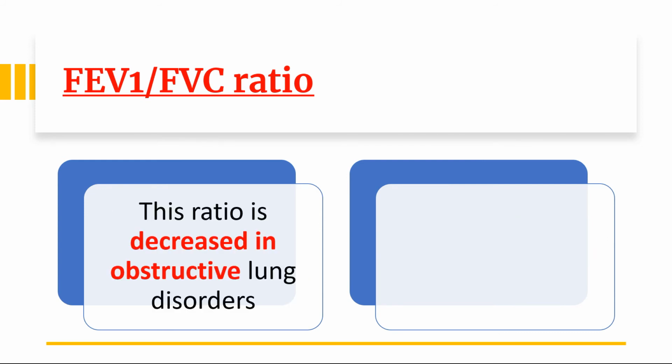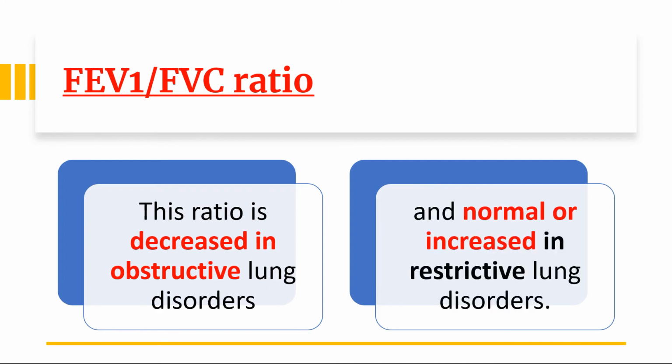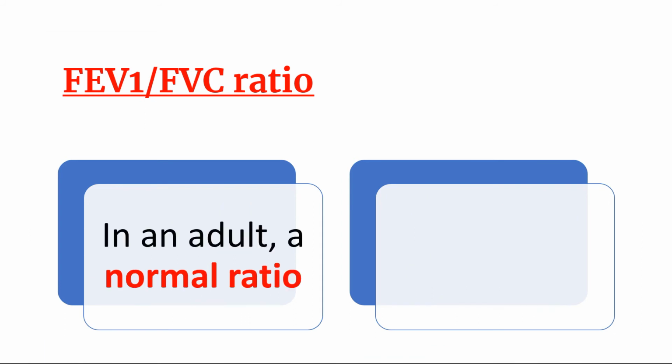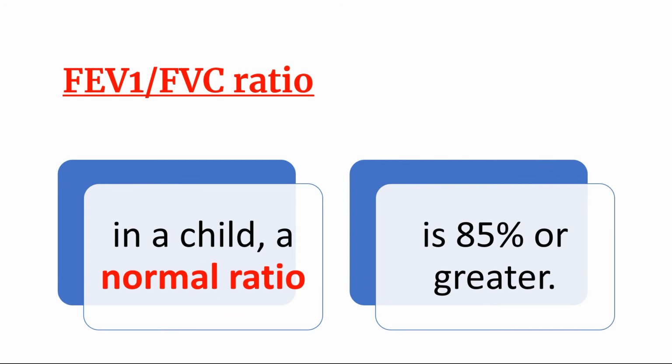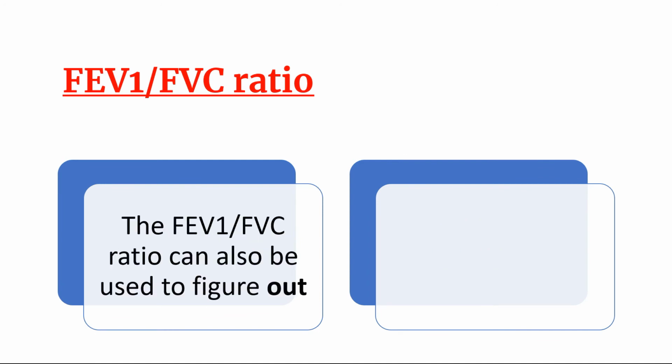This ratio is decreased in obstructive lung disorders, and it may be normal or increased in restrictive lung disorders. This is because in restrictive lung, forced vital capacity will decrease. So in an adult, the normal ratio is 70 to 80%. In a child, the normal ratio is 85% or greater.